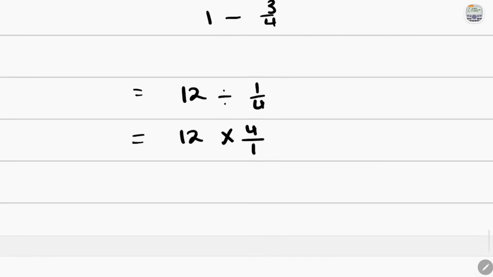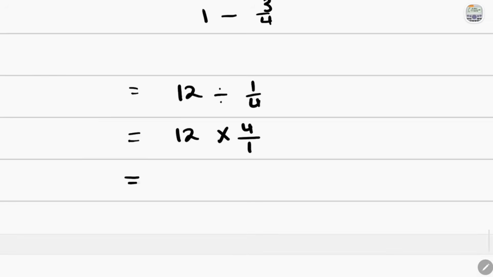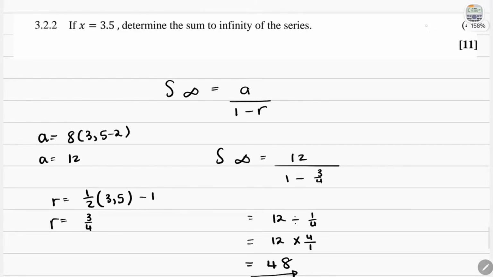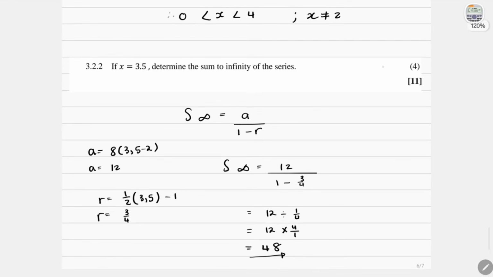Okay, and so that is 48. So the sum to infinity of this series is simply 48. The sum of all the terms in the series is 48. And that is our answer. And that is it for question 3.